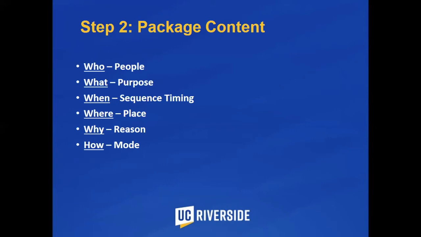What identifies the group's purpose for contacting the business or company. When lets the business know the date of your event and deadline to submit monies and/or items being donated. The location of the event answers the where component. Why states the reasoning for soliciting funds. And finally, how explains the benefit of becoming a sponsor and how the business can contribute to your cause.